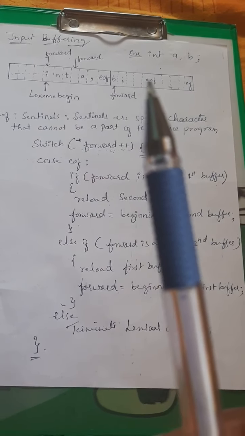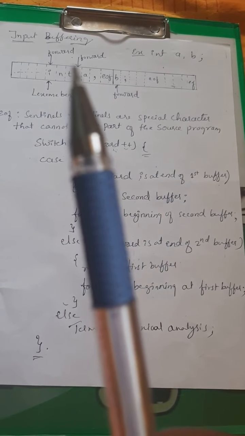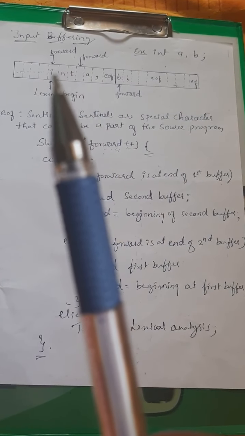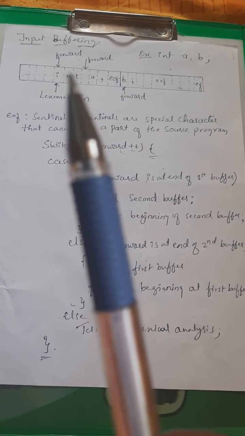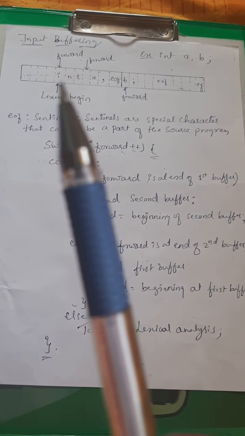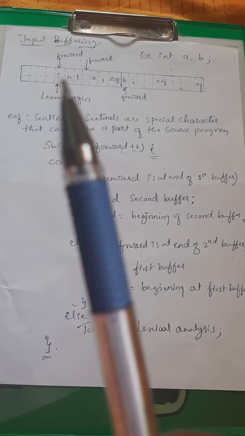Let us take an example and see how data is loaded into these buffers and scanned by the lexical analyzer. Here I have taken the same example, a variable declaration line from your source program. Assume that this line is loaded into the buffer in this fashion: int a comma is loaded in one buffer and b semicolon is loaded in another buffer. The lexeme begin and lexeme forward pointers point to the position of the current lexeme. The forward pointer will read the lexeme present in the particular block.